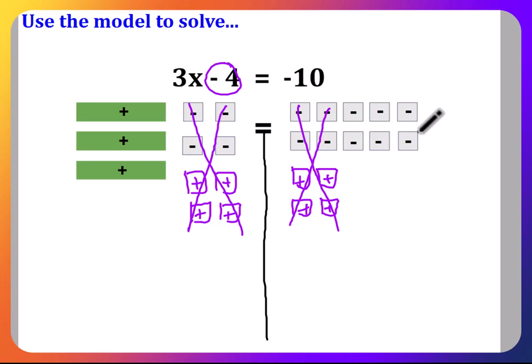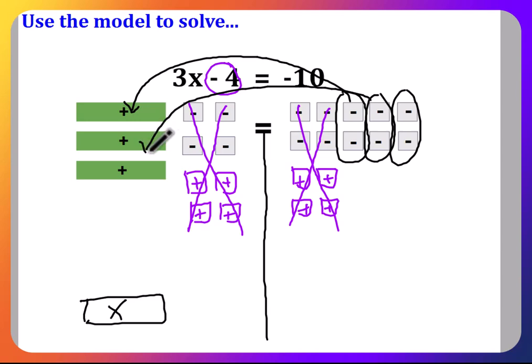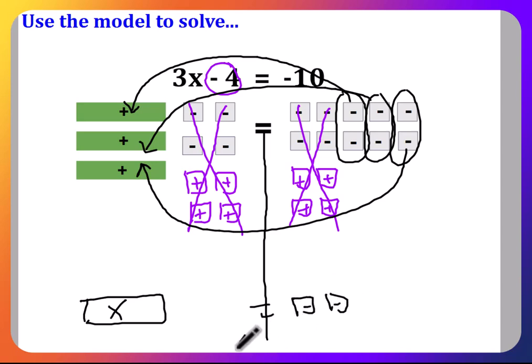But I want to know how much 1x equals. So I want just 1x. I need to split these 6 negatives equally among our 3 x's. If I do that, each x gets 2 negatives. So this group of 2 negatives would go to this x, this group of 2 negatives would go to the middle x, and the last 2 negatives would go to the last x. So 1x would equal 2 negatives. That is our answer: x equals negative 2.